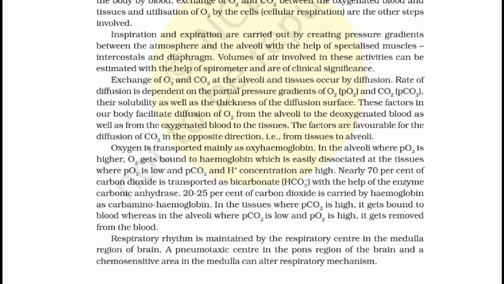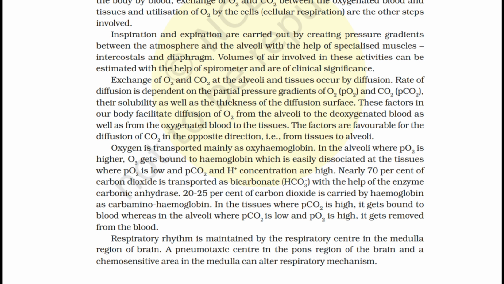Rate of diffusion is dependent on the partial pressure gradients of O2, PO2, and CO2, PCO2, their solubility as well as the thickness of the diffusion surface. These factors in our body facilitate diffusion of O2 from the alveoli to the deoxygenated blood as well as from the oxygenated blood to the tissues. The factors are favorable for the diffusion of CO2 in the opposite direction, i.e., from tissues to alveoli.